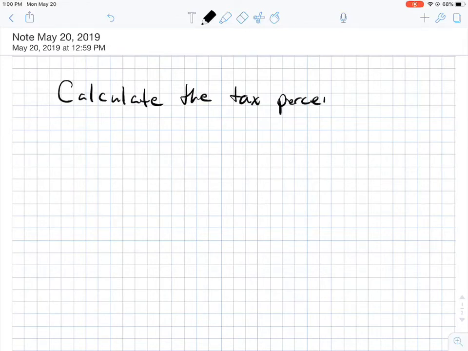So again, we're going to see how we can calculate the tax percentage on a receipt. So anytime you purchase anything, naturally you get a receipt.